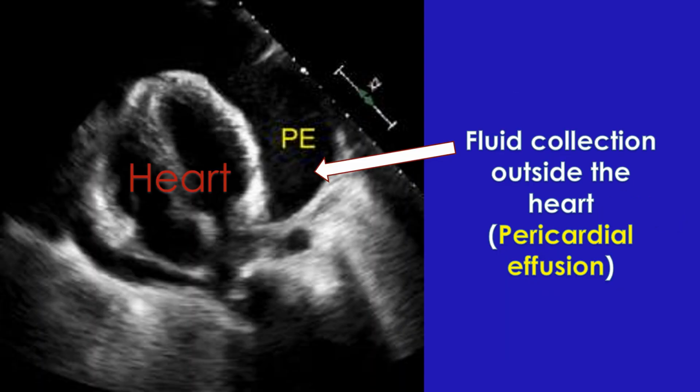If there is fluid collection between the covering layers of the heart, it is reported as pericardial effusion. The estimated amount of the collection will be reported as mild, moderate, or large. Gross thickening of the outer covering of the heart may occur in a condition known as constrictive pericarditis.